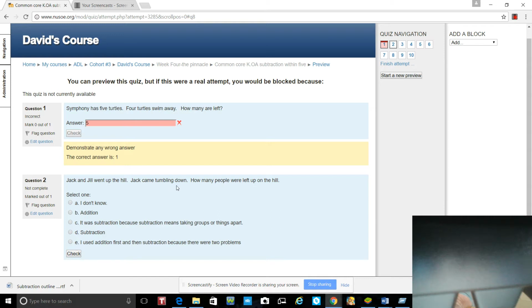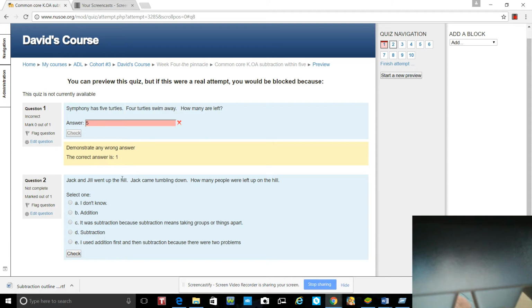Jack and Jill went up the hill. Jack came tumbling down. How many people were left on the hill? This actually has 2 parts, but it's just like a bonus question. Well, the first chance they give it, I don't know, which would of course be wrong. Addition, how did you solve the problem? It's done on there. How many people? So, how did you solve this problem?